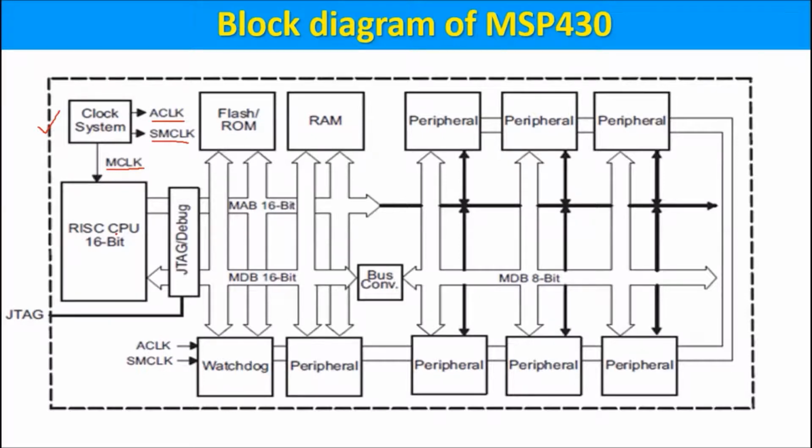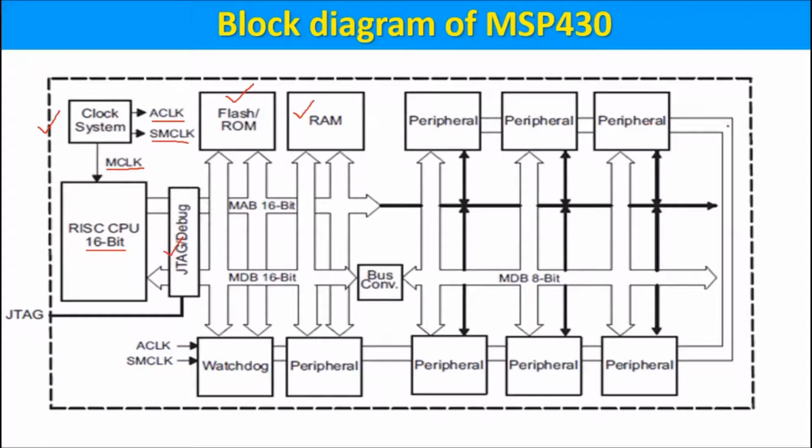Here it is shown RISC CPU, which has a 16-bit ALU. So it can operate on a maximum of 16 bits of data. It has a JTAG debug circuit, so we can download our program using JTAG connector. MSP430 has standard JTAG configuration. Then it has a flash memory or ROM memory. We can store a program in this memory. The OTP version of ROM is also available, that is one-time programmable. Then it has a RAM memory where we can store data.